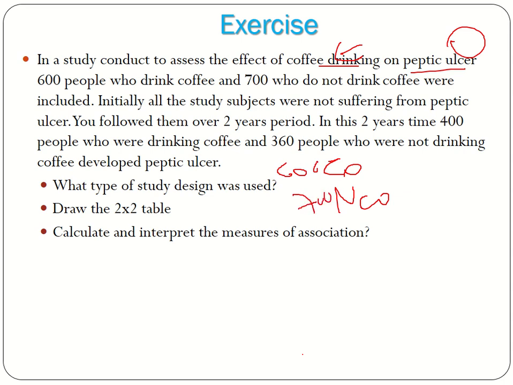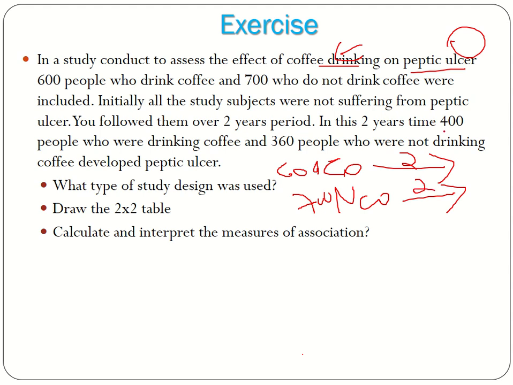So we started with 600 people who drink coffee and 700 who do not. Initially all the study subjects were not suffering from peptic ulcer. Everyone is free of the outcome; they differ only by their exposure. Then you follow them over a 2-year period. It's a follow-up study.